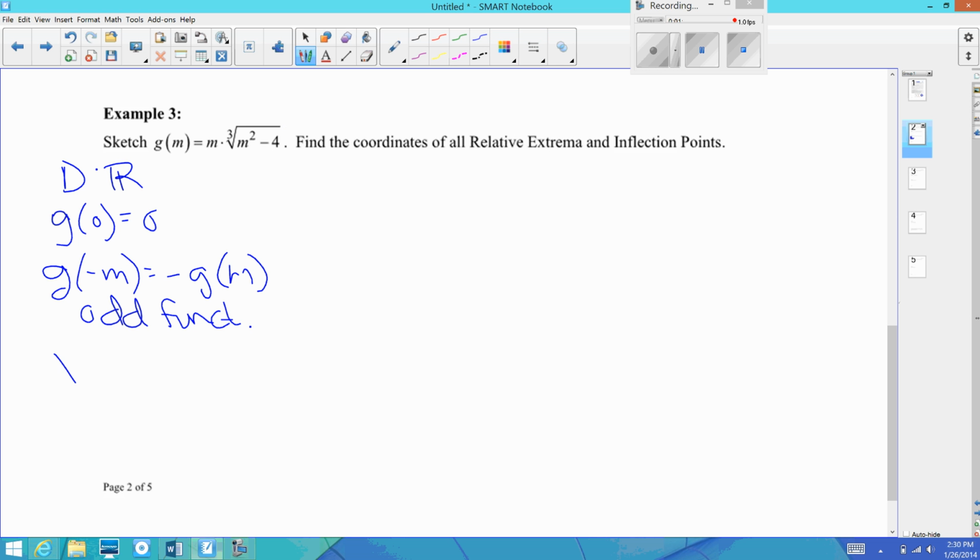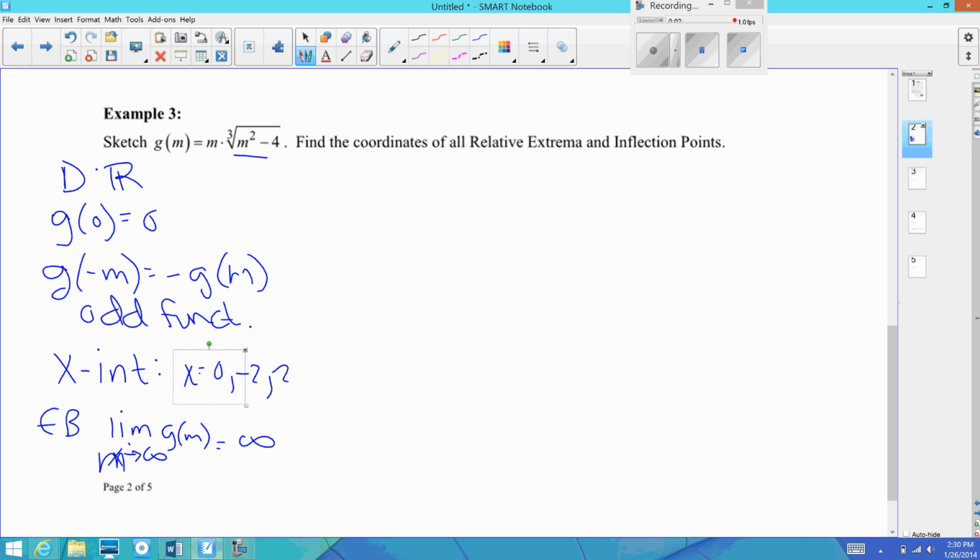X-intercepts. So what would make the function 0? We have 0. The inside part, -2 or 2 would make that 0. So we're pulling together a lot of information. Another thing you should analyze is end behavior. What's happening at the end of the function? So if we let, oh, I should put an m there, m approaches infinity, our numbers are just going to get bigger. And as we approach negative infinity, our values are just going to get smaller.